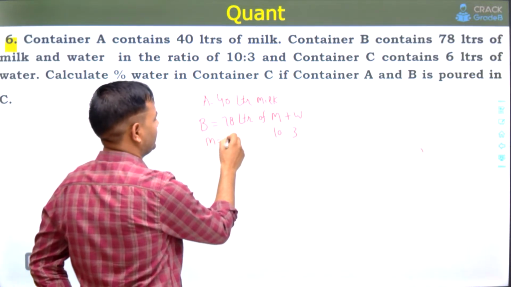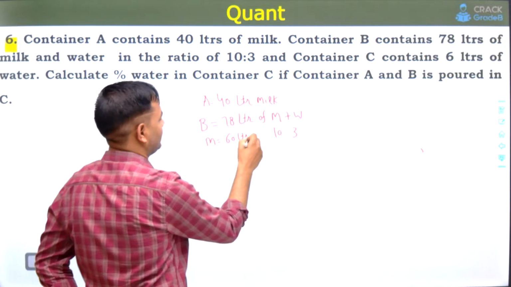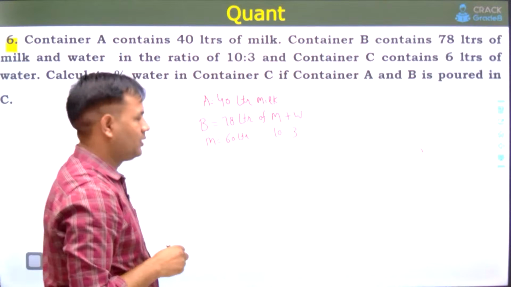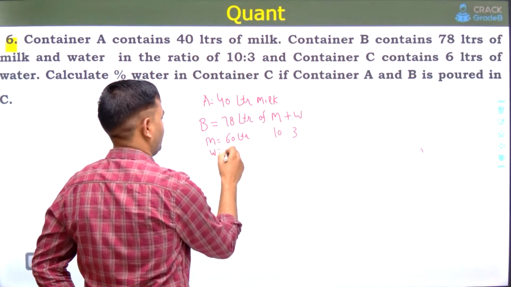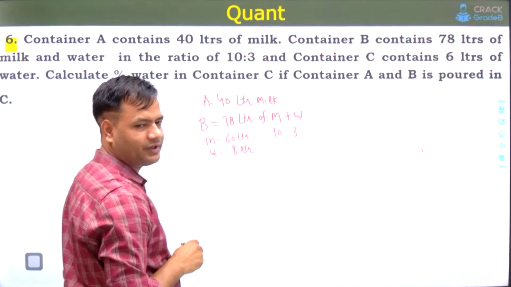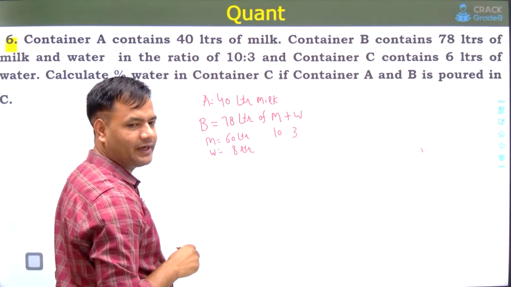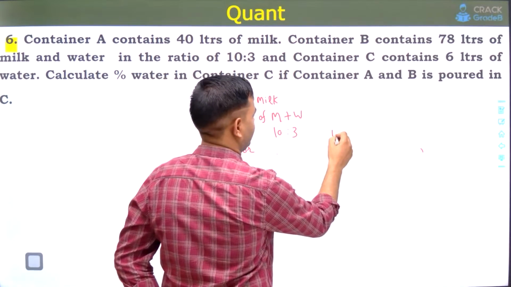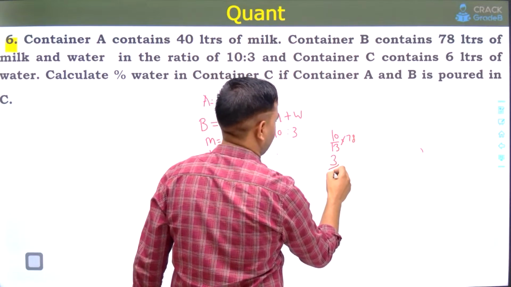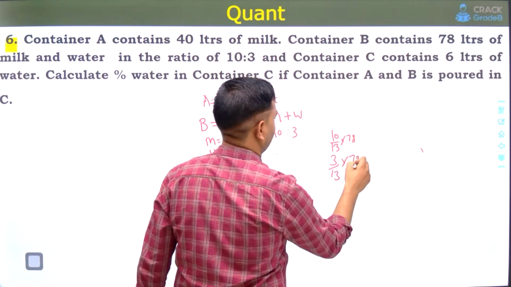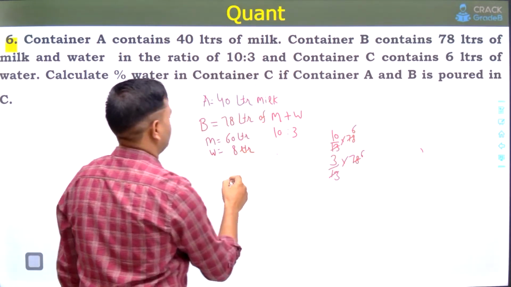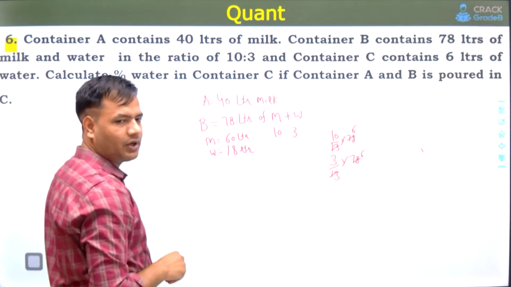Milk will be 60 liter and water will be 18 liter. You can calculate 10 ratio 3, total 13. 10 by 13 into 78, how we will calculate? 10 by 13 into 78, 3 by 13 into 78. So 18 liter and 60 liter.